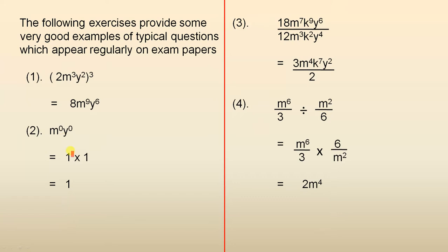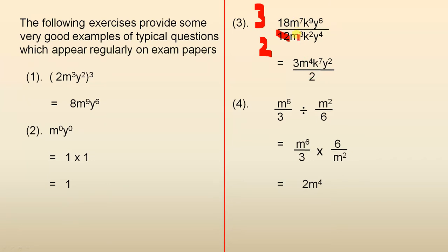M to the power of 0 is 1. Y to the power of 0 is 1. We saw that in earlier videos. 1 times 1 is 1. Number 3, this term here divided by that term. Basically, if you look at 18 and you look at 12, 6 will divide into both of those evenly, so we can cancel them out. So 6 into 12 goes twice. 6 into 18 goes 3 times. So that's why you have 3 over 2.